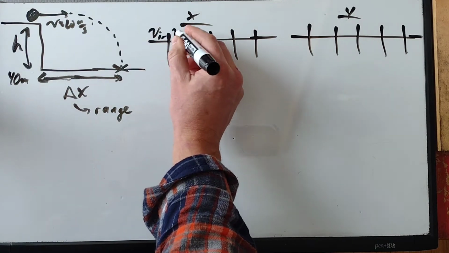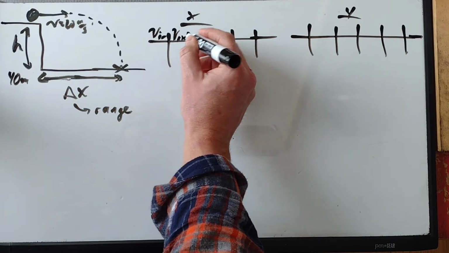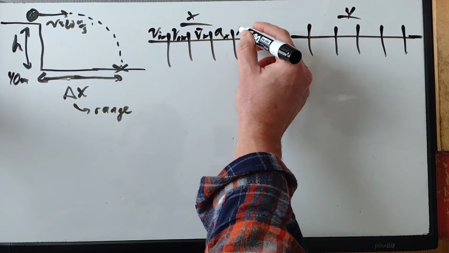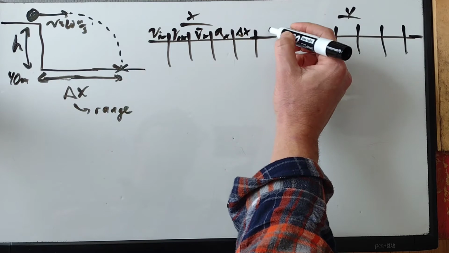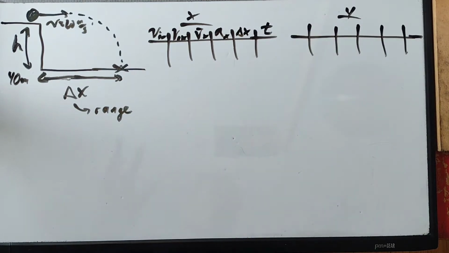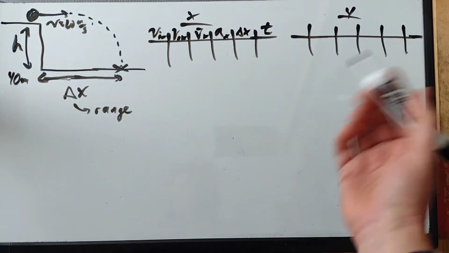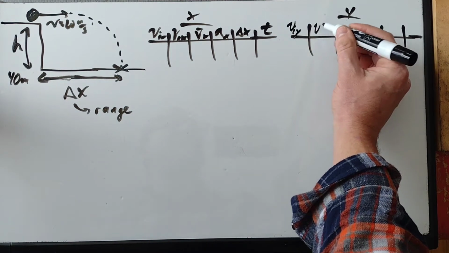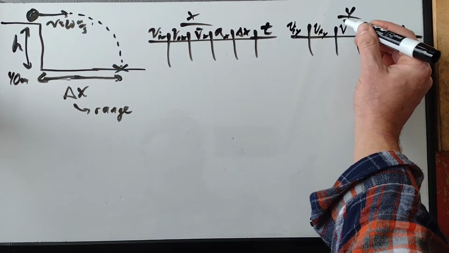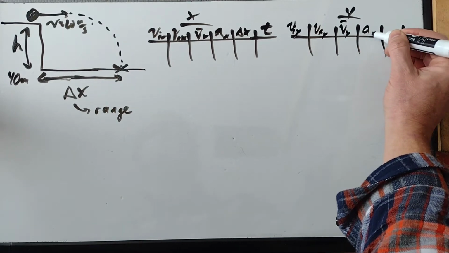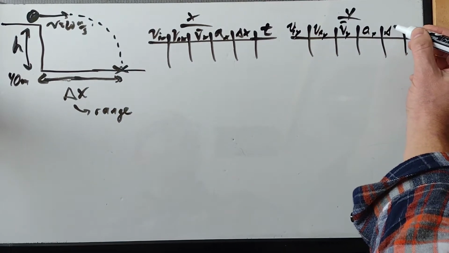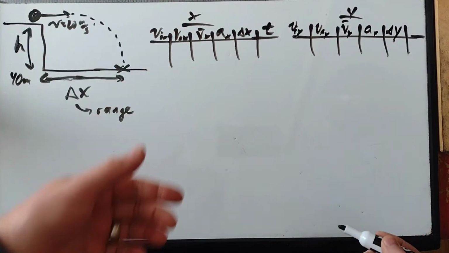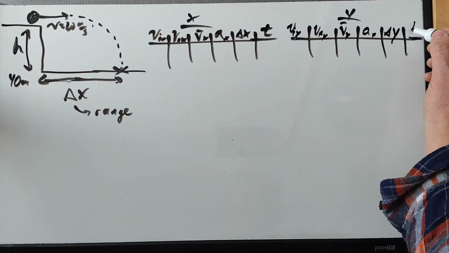V initial x, V final x, V average x, acceleration in the x direction, the displacement in the x direction, and the time in the quote-unquote x direction. Time doesn't have a direction, but anyway, V initial y, V final y, V average y, acceleration y, delta y, which is the vertical displacement, and time.